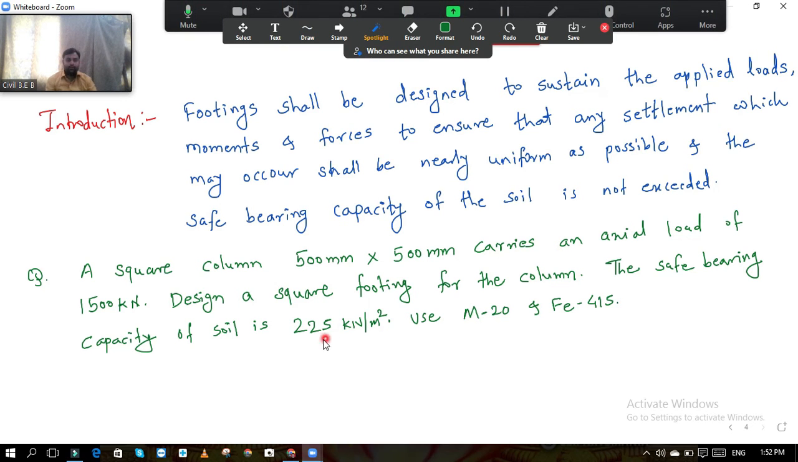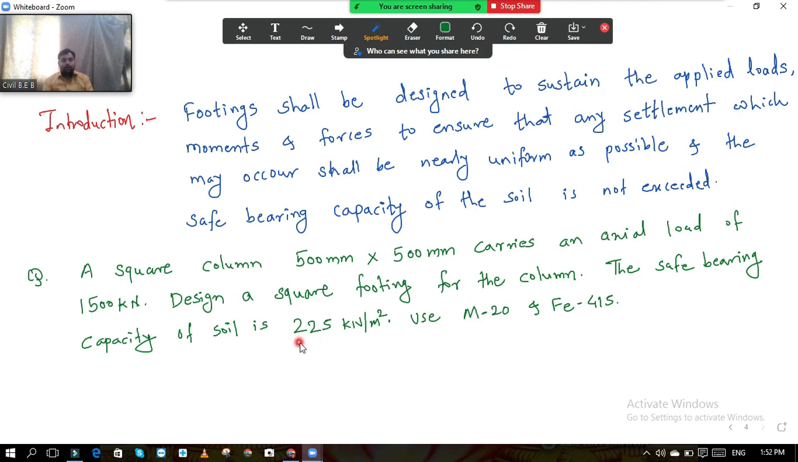We will read it once again. A square column 500 mm by 500 mm carries an axial load of 1500 kilonewton. Design the square footing for the column. The safe bearing capacity of the soil is given to you, it is 225. Use M20 and Fe415. So this is the numerical given.